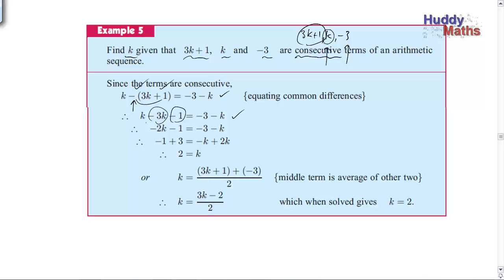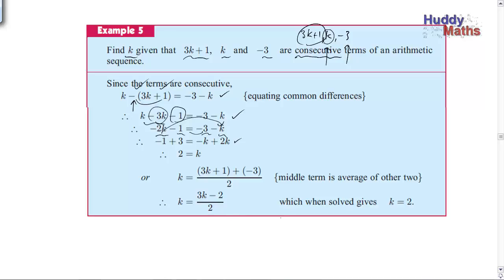All right, so we can simplify this. k take 3k is neg 2k. Take 1 equals neg 3 take k. Now, maybe adding 2k to both sides, we get this line, and adding 3, neg 1. So moving the terms around is called transposing terms.